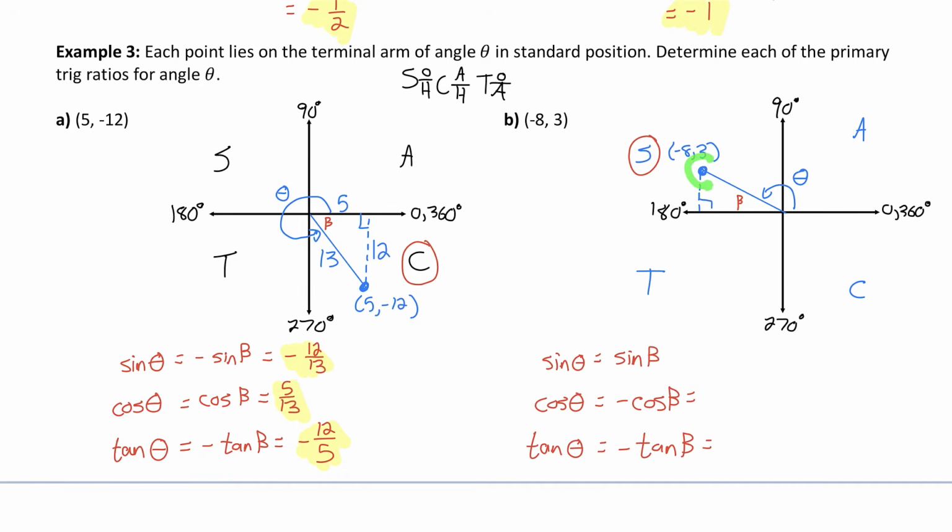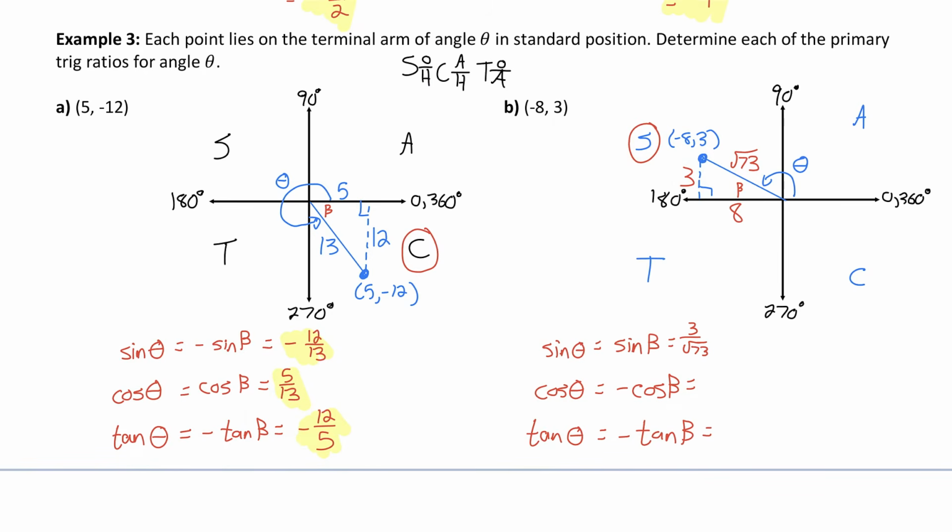To get to this point, negative 8, 3, I would go 8 this way and then 3 that way. So I can label those two side lengths, 8 and 3. And then based on the Pythagorean theorem, I could solve for this side length to be the square root of 73. If I want sine of theta, I can do sine of beta, which is opposite over hypotenuse, which would be 3 over root 73.